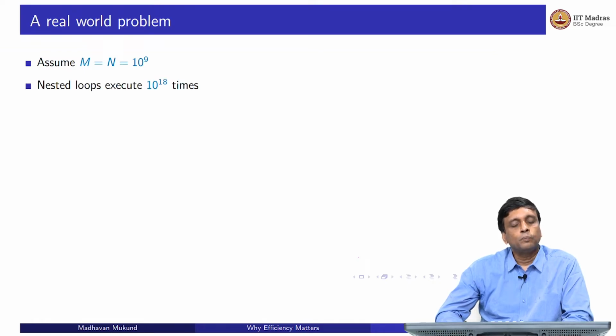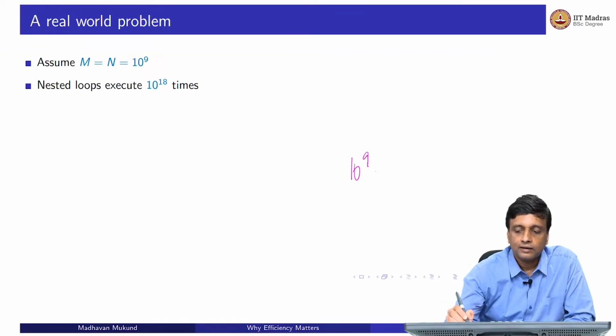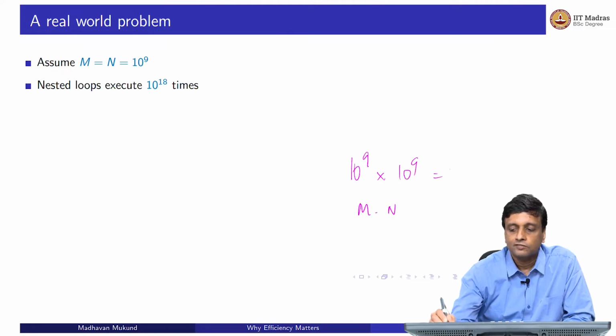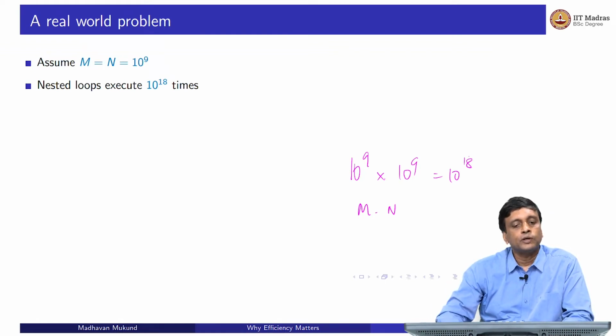So, the nested loop, if you remember, runs m times n times. So, 10 to the 9 multiplied by 10 to the 9. This is m times n, okay, and this gives us 10 to the 18. So, this naive search through a nested loop is going to run 10 to the 18 times.